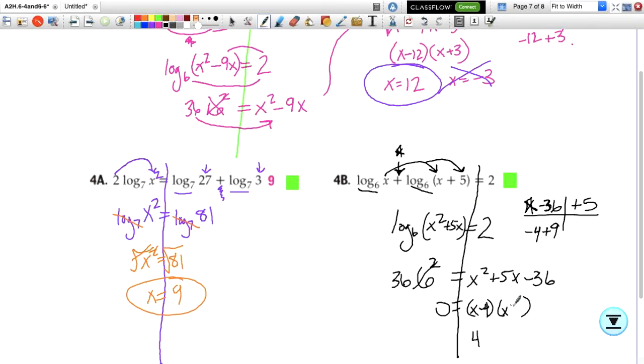And I have x plus 9. If I set that equal to 0, I'd have a minus 9. I'm going to look back up here. If I have a 4, it will work. It will work because they'll both be positive. If I have a negative 9, it will not work here, and it will not work here. So negative 9 is not a solution that will work. 4 is. And we can double check that.